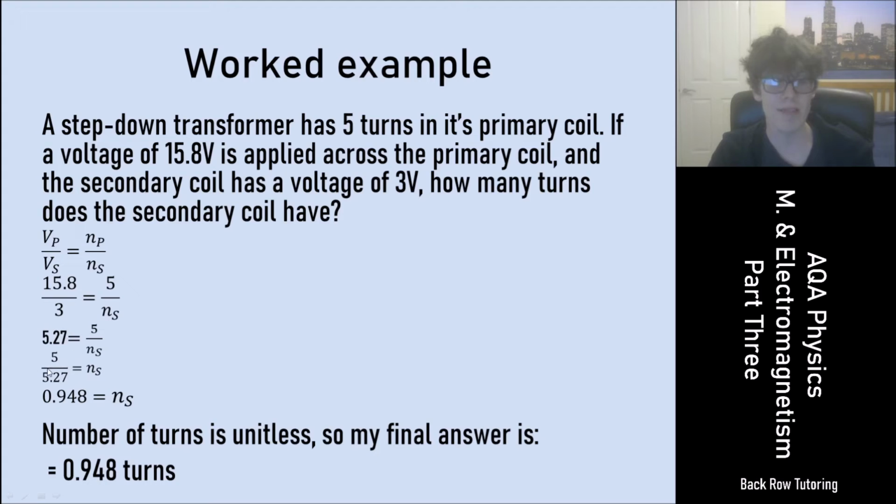That means we can rearrange it to get 5 divided by 5.27 is equal to the number of turns in the secondary. 5 divided by 5.27 is 0.948. Now, the number of turns is unitless, it's just a number. So our final answer is 0.948 turns. And that just means you'll have very slightly less than 1 turn in the coil.